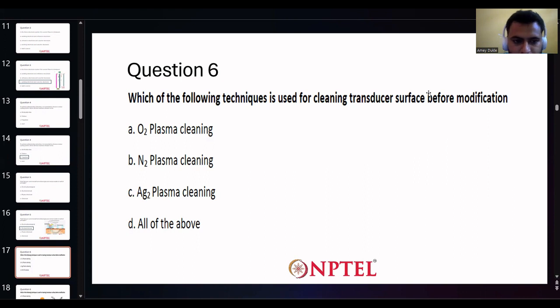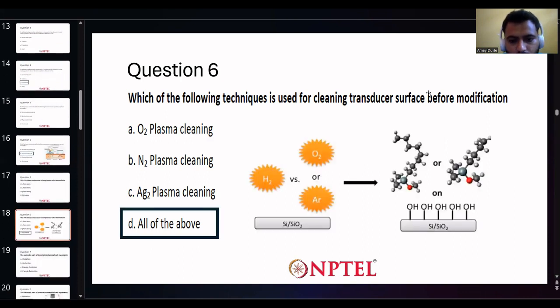In this, our first step will be cleaning with plasma. The correct answer for this is that we use all plasmas. All the plasmas will work because every plasma will break the bonds of the organic impurities which already exist on the transducer, and this will allow for better addition of the materials which we actually want to coat on it. Plasma cleaning will increase the hydrophilicity, that is the ability to spread on this surface, and because of the increased hydrophilicity, we'll be able to get more proper surface modifications on the transducer surface.